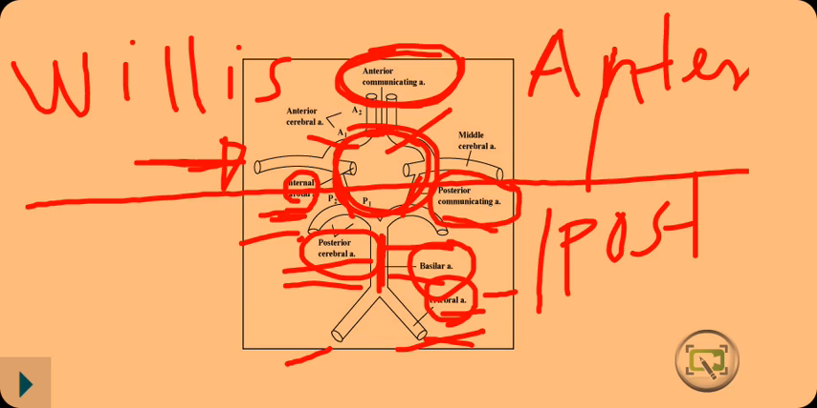Then we also have the middle cerebral artery, which will supply blood to the sides of the brain. So basically this is the circle of Willis.